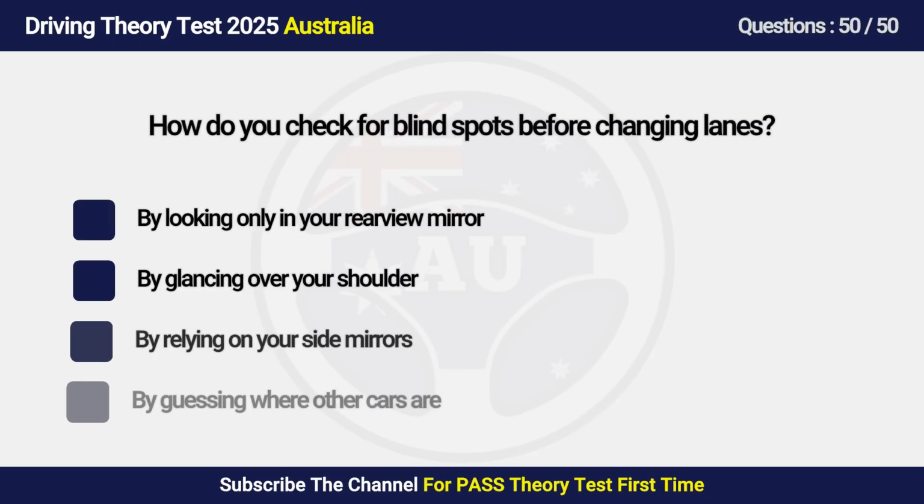Question 50. How do you check for blind spots before changing lanes? A. By looking only in your mirror. B. By glancing over your shoulder. C. By relying on your side mirrors. D. By guessing where other cars are.